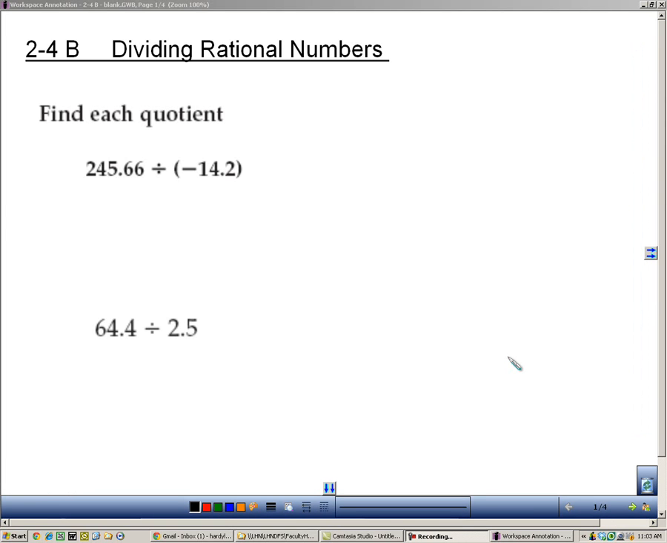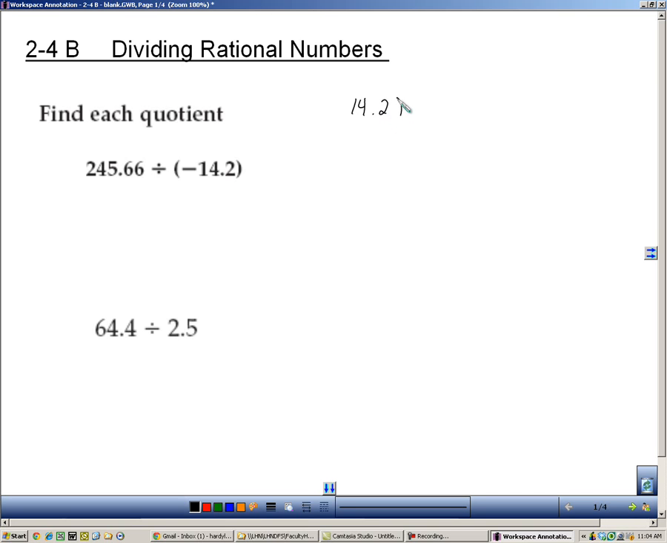Section 2.4b is about dividing rational numbers. The hard part in this section is probably not going to be the signs. If you divide two signs that are the same, you're going to get a positive solution, and if you divide two signs that are different, you'll get a negative solution. So those rules still apply. The hard part for this is going to be reviewing how to divide decimals. So we're going to use long division here.